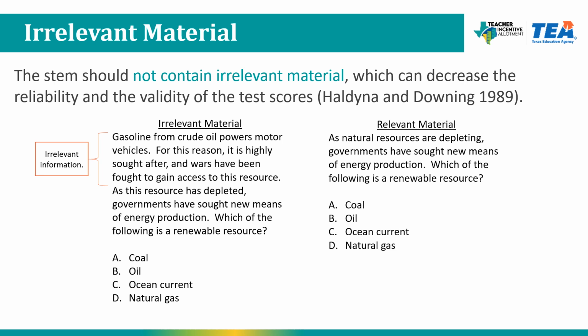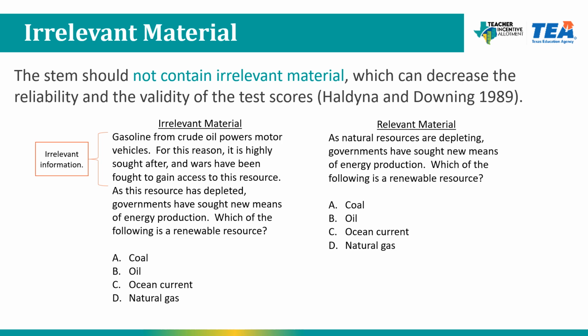Consider this example. The left-sided question contains irrelevant details about wars and gasoline, which students don't need to answer the question effectively. This extraneous information might confuse students and divert their focus from the actual assessment objective. On the other hand, the modified question on the right focuses solely on relevant material about energy resources, directly addressing the intended assessment, identifying renewable resources.